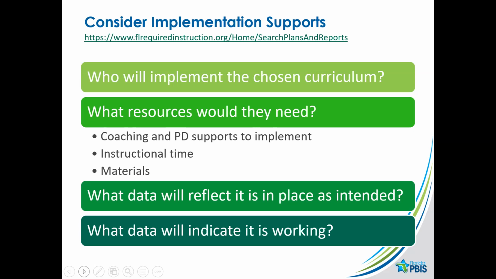So often we think about those outcomes, but we don't think about fidelity. We want to make sure we've got both of those pieces in place. So the who, what, when, where, and then how are we going to know we're implementing as intended? How are we going to know we're getting those desired outcomes that we were looking for?